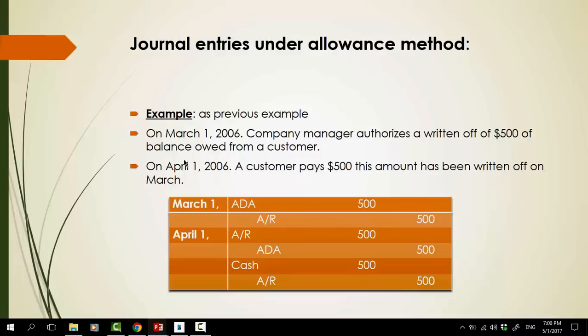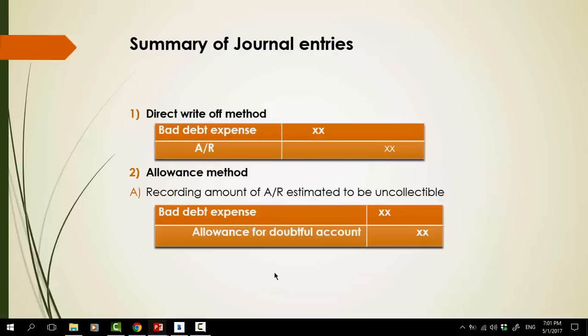On April 1st, 2006, the customers pay $500. This amount had been written off. Then it's a recovery of the amounts previously written off. Then we will record the recovery in two journals. The first, accounts receivable and ADA. The second, cash and accounts receivable.